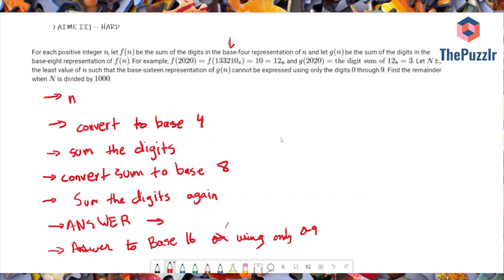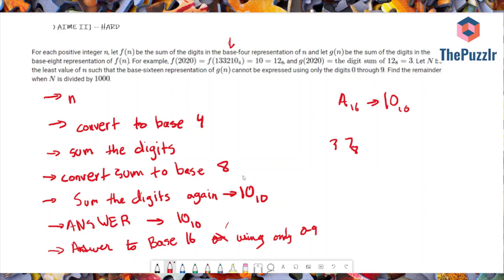Well, what's the smallest number in base 16 that can't be expressed using only the digits 0 through 9? That's going to be A in base 16, or that's 10 in base 10, right? So in base 16, you need the letter A to represent that. So our answer here is 10 in base 10, meaning the sum of the digits is 10. So that means that the sum of the base 8 number's digits is 10. The smallest base 8 number that has a digit sum of 10 is 37 in base 8, because 28 and 19 don't work since 8 and higher digits are not allowed in base 8.